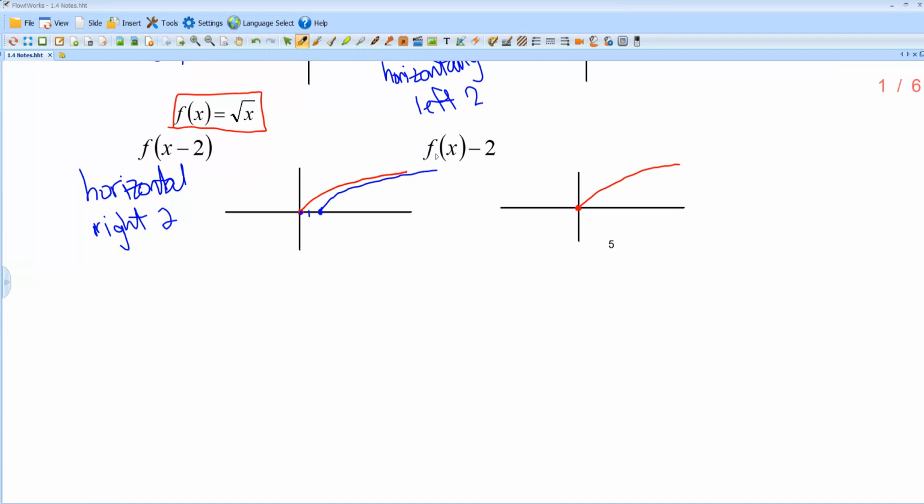Here, I could read, remember that f of x is really like y. So this is just y minus 2, meaning I'm changing my y value. And the way that I'm changing it is I'm taking 2 away from it. So this is vertical, and it's down 2. So I take that little starting point, drop it down 2 units, and have that same shape. It's probably not the best, sorry.